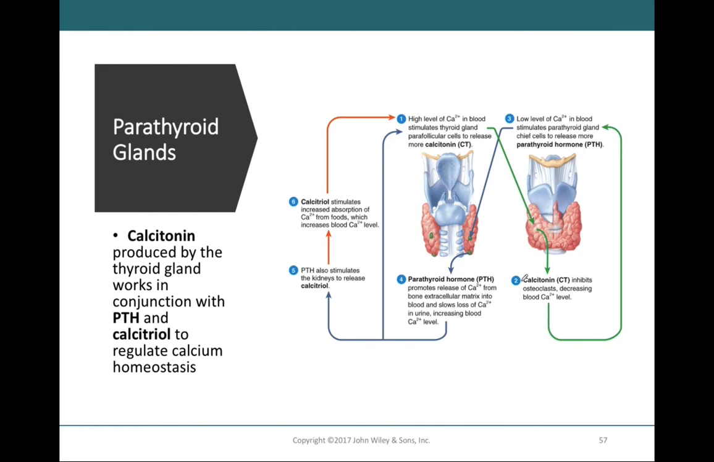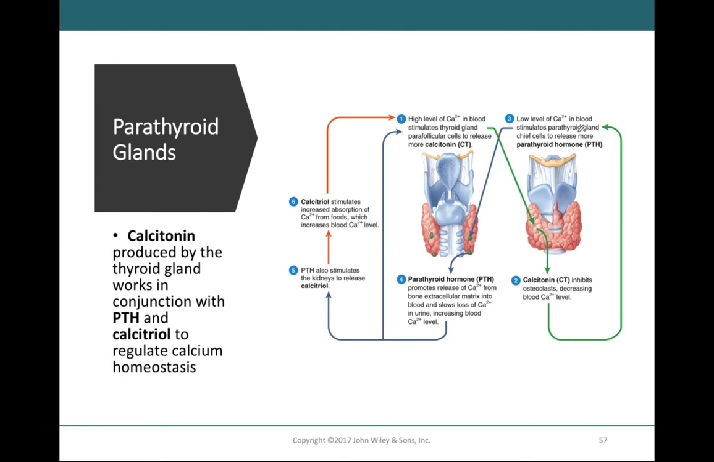So if we inhibit osteoclasts, we're not going to be releasing calcium into the bloodstream any longer, and therefore that decreases calcium blood levels. Now, in the event that our blood calcium gets too low, that's where we're going to start seeing parathyroid hormone coming in and taking action. If for some reason we don't have enough calcium that can be found in our blood, the chief cells that can be found in the parathyroid gland will release parathyroid hormone.